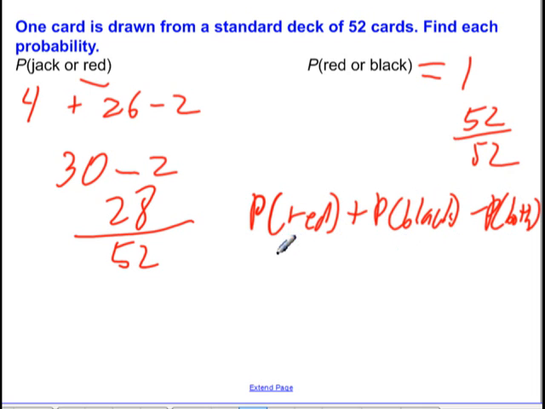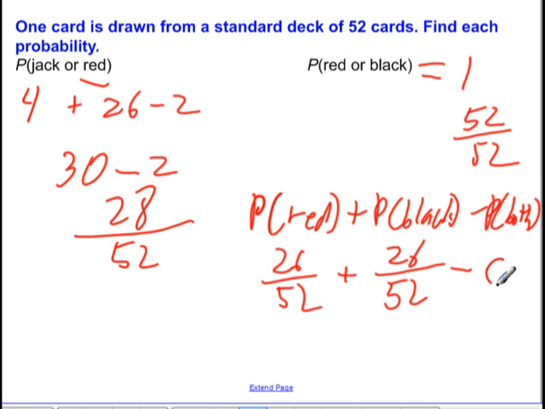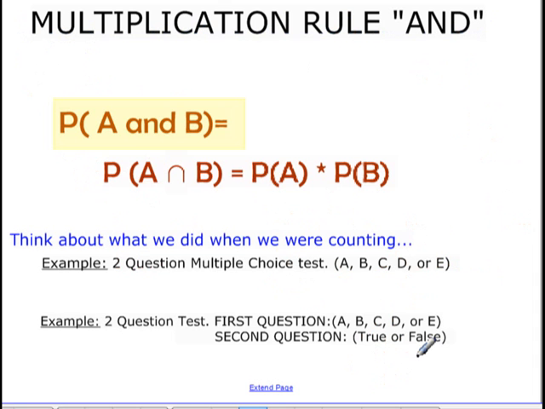Well, what's the probability of a red card? That's 26 out of the 52, plus the probability of getting a black card, which is 26 out of the 52, minus the cards that are both black and red. Well, none of them are black and red. So the formula still holds true, because 26 plus 26 is 52 out of 52. The formula works even though you probably didn't need it in that example. That formula will come in handy a little later.